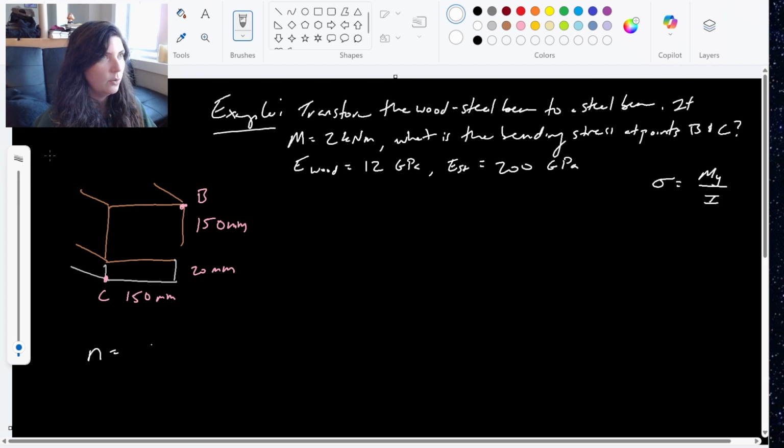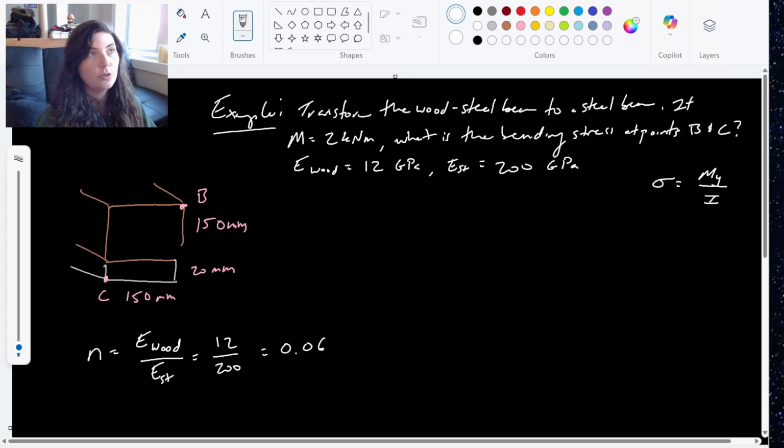N is going to be our modulus of elasticity of the wood over the modulus of elasticity of the steel. So in this case, that's 12 over 200. Punch that into my calculator, I get 0.06. 0.06 is the transformation factor.